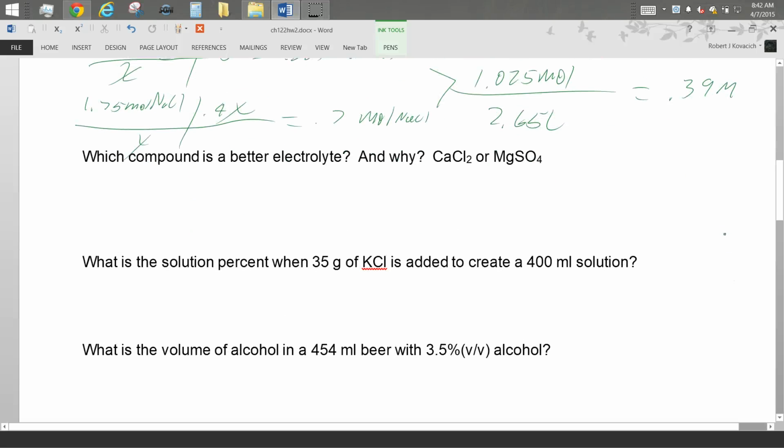Which one of these two compounds is a better electrolyte? I mean, these are both electrolytes. These things are both in Gatorade, but one's just a little bit better. And what was the reasoning? Yeah, because this has 3 parts and this has 2 parts, even though the overall charges are the same.